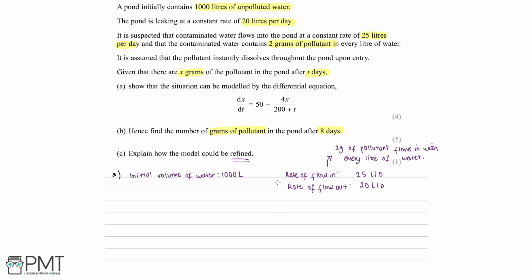Well, we know that the rate of flow in is 25 litres per day and the rate of flow out is 20 litres per day. So thus, the total rate of flow into the pond will be 5 litres per day.